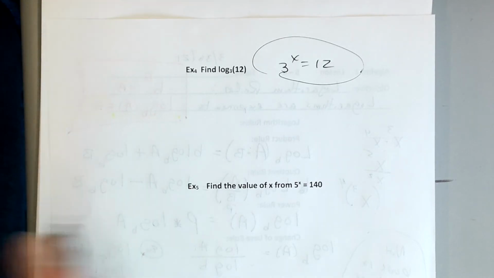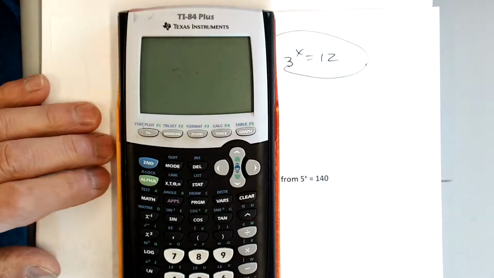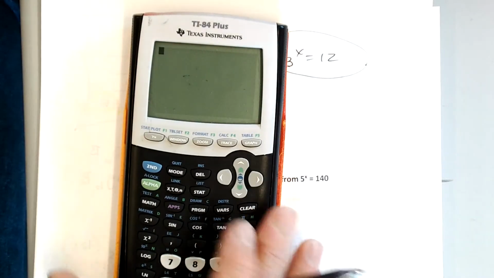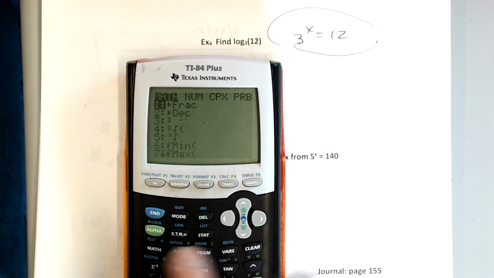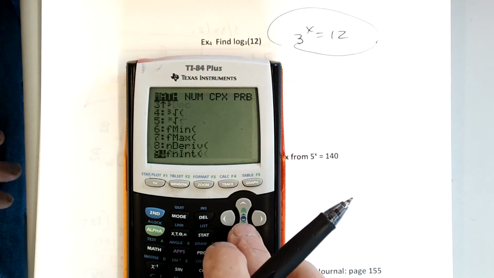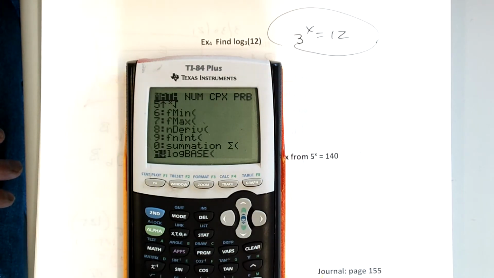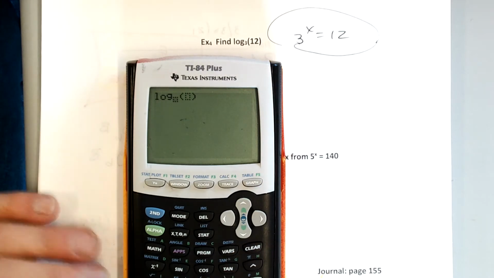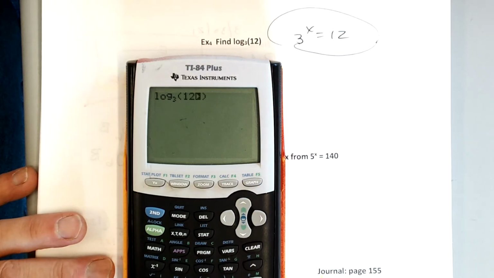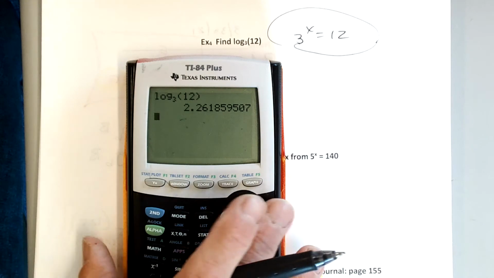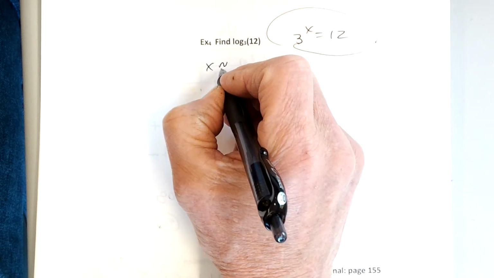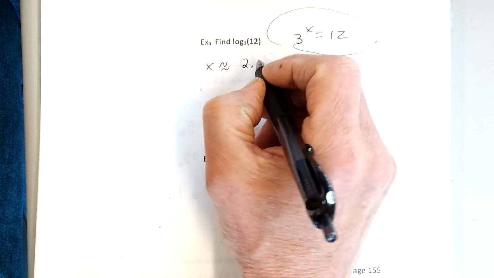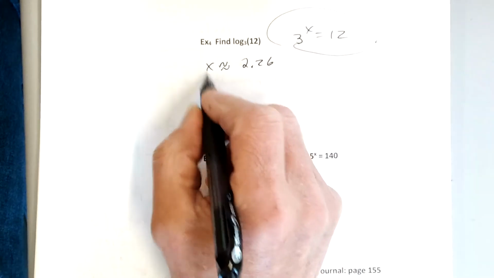And I'm just going to use my calculator. Where do I find it? Guys, where do I find that special base? What button do I push? In the math, right? So go math. And you guys can use these calculators on the quiz on Friday. Of course you can. Log base 3 of 12, and I get an answer of 2.26. Approximately equals 2.26. That's my approximately equal, okay?